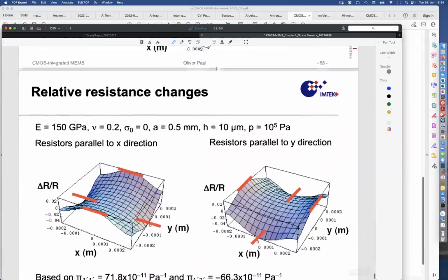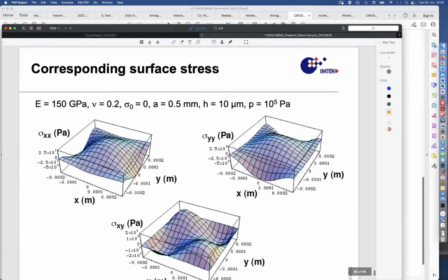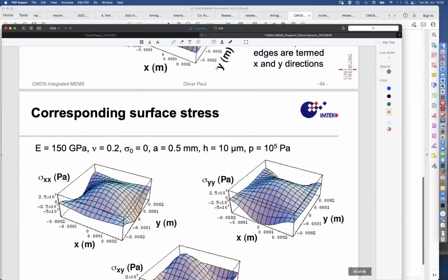Yeah, and with that I conclude this chapter on piezoresistors and mechanical sensors of all types, and I will continue next week with the thermal sensors.